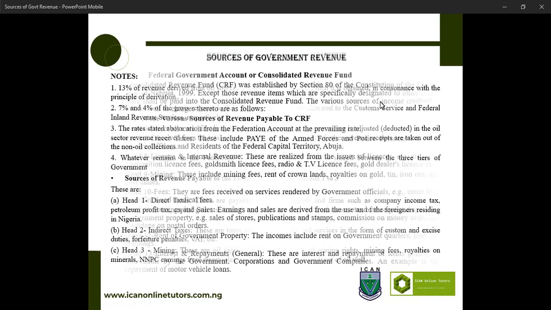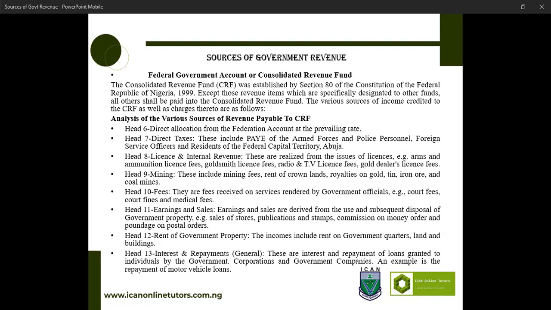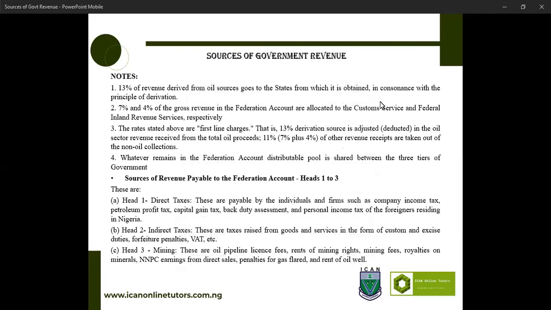Are we following? Are we there? Yeah, it is, sir. Sorry, I didn't get what you said last. Like you said, what remains from the federation account is distributed between the state and local government. No, it will be distributed between federal, state, and local government. Okay, I thought the federation account was the federal government. No, the federation account is the general pool for all the federation. So the federal government will also have a share in that federation account. Okay. Is that clear? Okay, so where does this federation account go to exactly?